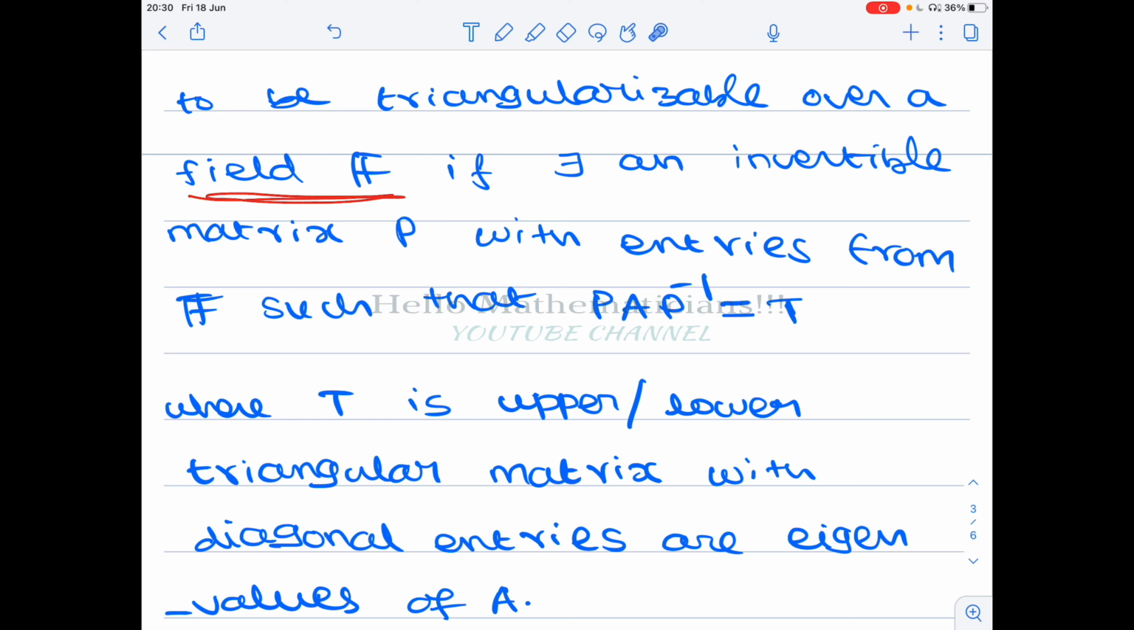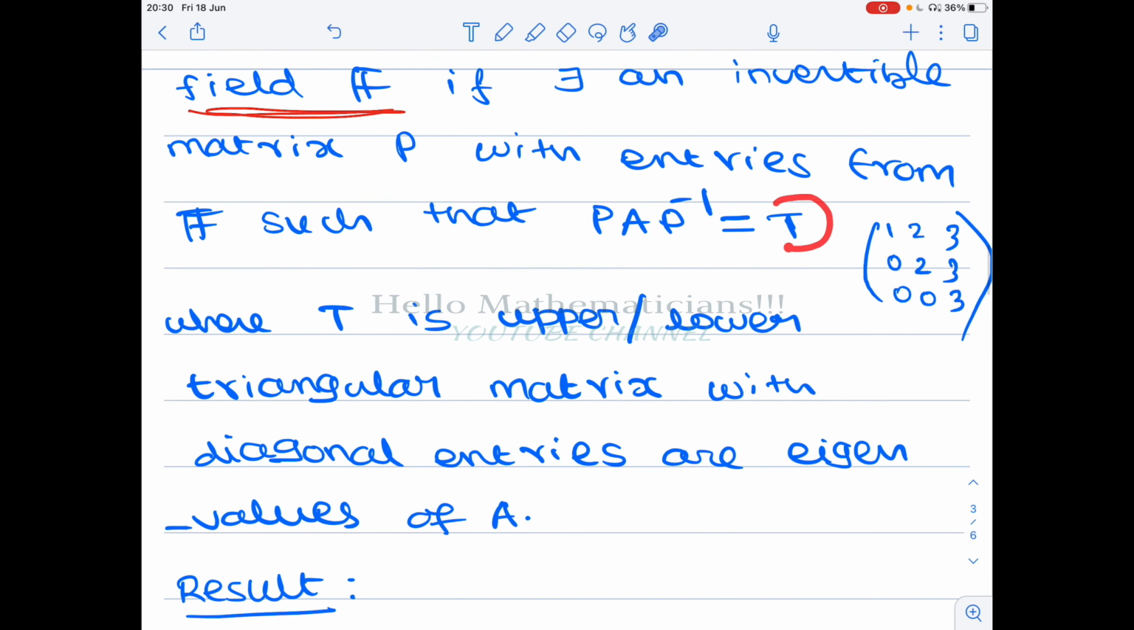Okay, so you know what an upper triangular or lower triangular matrix is. Usually like 1, 2, 3, 0, 2, 3, 0, 0, 3. This is an example of an upper triangular matrix. Similarly, you can define a lower triangular matrix. So if there is an invertible matrix P such that PAP inverse is either lower triangular or upper triangular, I mean, if you can bring it to lower triangular, you can bring it to upper triangular also. So it doesn't matter. If you get a diagonal matrix, we say diagonalizable. If you get a triangular matrix, we say it is triangularizable. That is the difference.